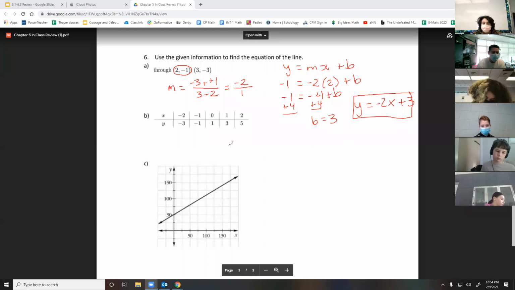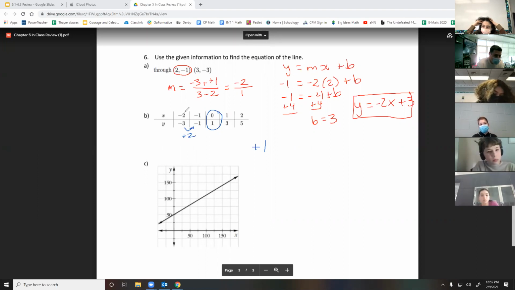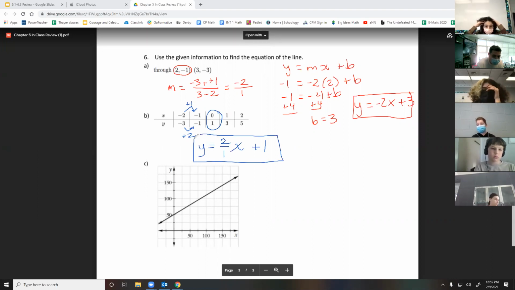Okay, next, in this table, we want to write a slope-intercept equation. The very first thing you want to search for is, do you have the y-intercept? Yes, you do. When x equals 0, that's your y-intercept. So you've got plus 1 in your equation right there. And now we'll find the slope of this table. That can be found by finding how y changes, that's adding 2, compared to how x changes, that's adding 1. So the slope is positive 2 over 1. And there's your equation from the table.